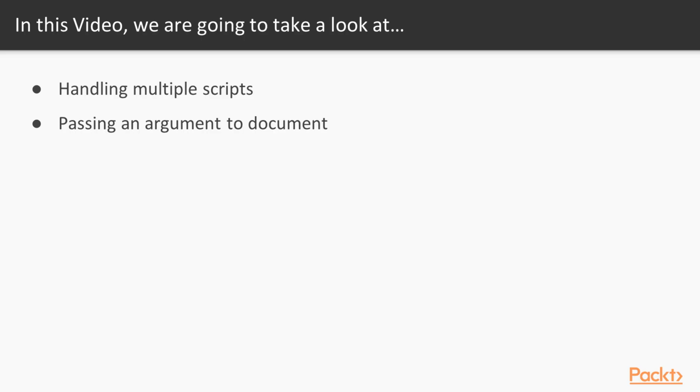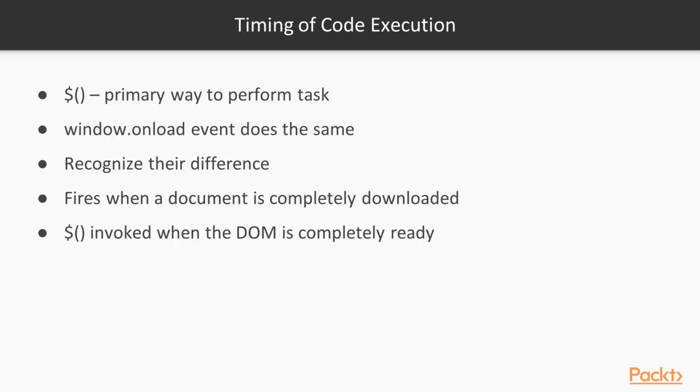In this video, we're going to first handle multiple scripts on one page, then pass an argument to document.ready. We've already seen how to make jQuery react to the loading of a web page. In section 1, Getting Started, we noted that $(function) was jQuery's primary way to perform tasks on page load. It's not, however, the only method at our disposal. The native window.onload event can do the same thing.